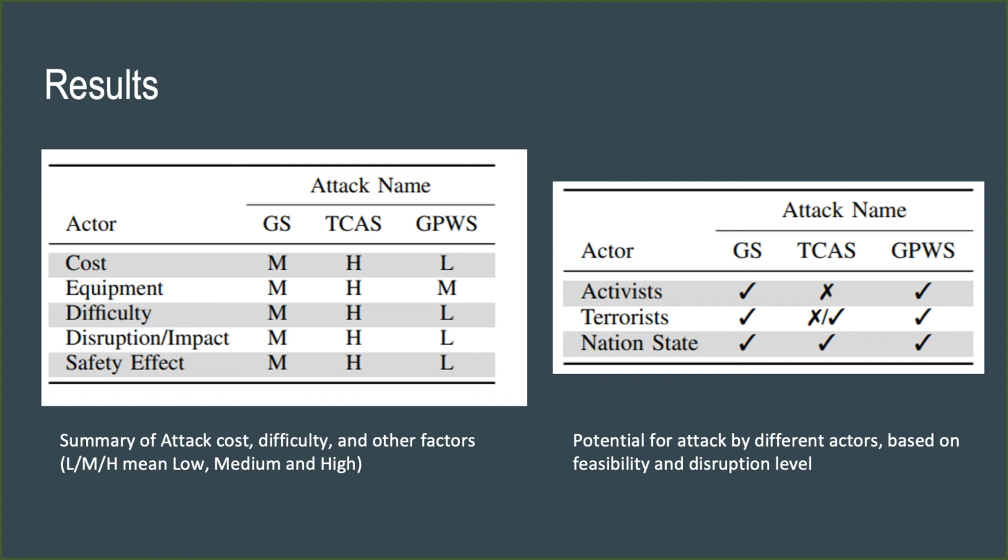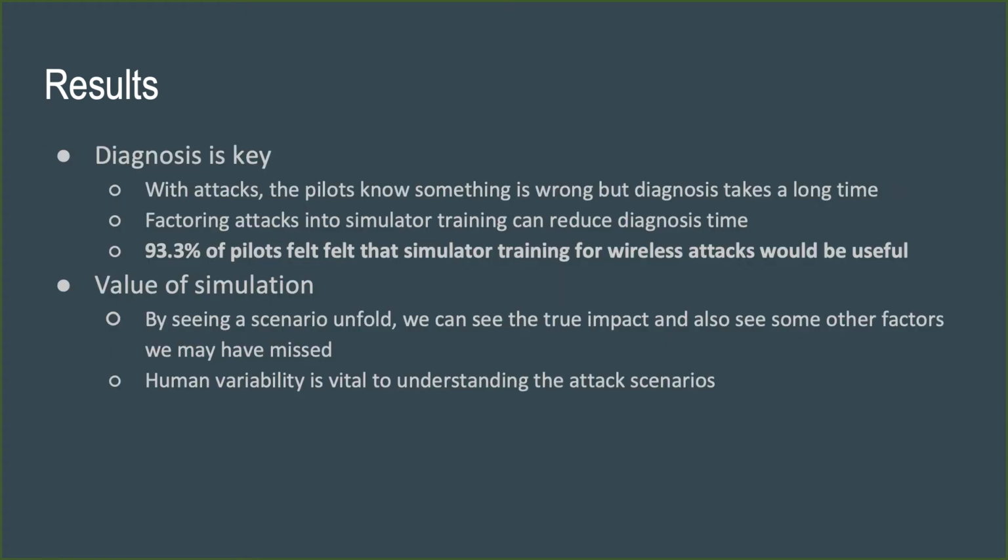And so looking at this from a threat level of who would want to do these attacks, you can see that the TCAS, the traffic collision, is the hardest to do. So that's typically only really feasible for a nation state. Meanwhile, the other 2 are still doable with very low cost, and so that's why they're very feasible for terrorists or activists as well. And so to give a little bit of what the paper said their results were from here is, first, that diagnosis is key.